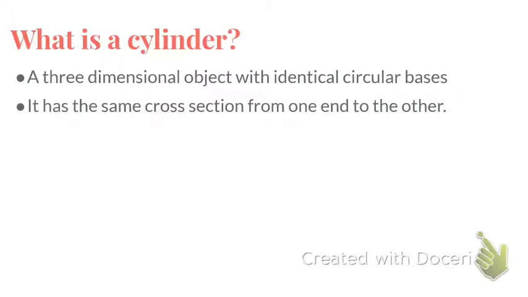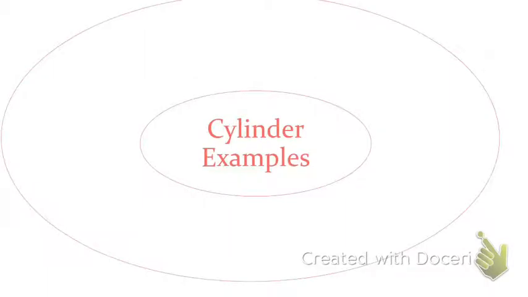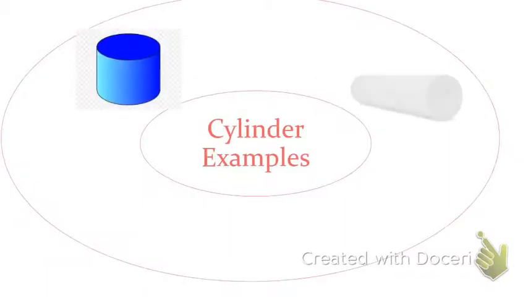It's a three-dimensional object with identical circular bases, meaning the base on the top and the base on the bottom are the same exact size. And then it has the same cross section from one end to the other. We'll talk about what that looks like in a bit. So here are some examples of what a cylinder looks like.